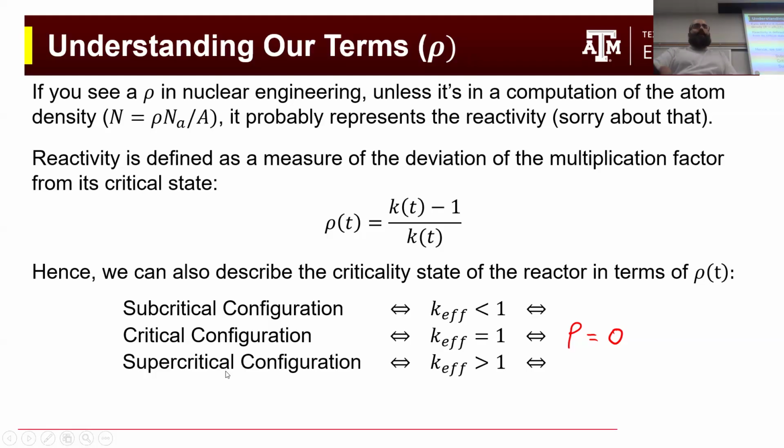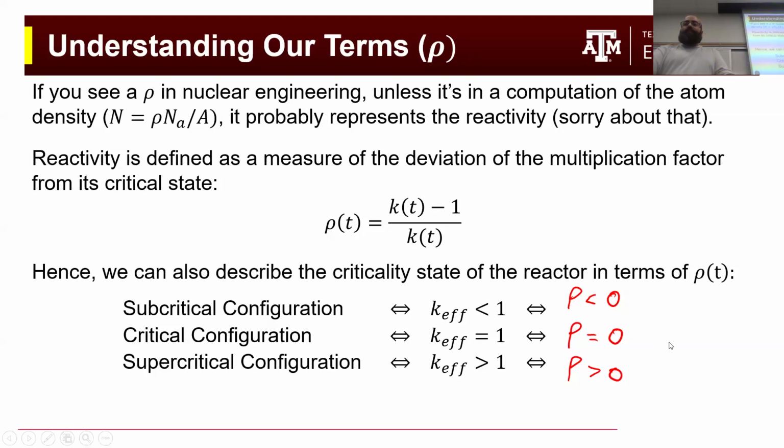And if we're supercritical, that means k is greater than 1. Maybe k is 1.1. So we've got 1.1 minus 1 over 1.1. That means that the reactivity is going to be some positive number, some number greater than 0. So if we're supercritical, it means that reactivity is positive. And then the opposite, if we're subcritical, that means k is less than 1, maybe k is 0.9. So we'd have 0.9 minus 1, which would give us a negative number. So if we're subcritical, it means that the reactivity is negative.